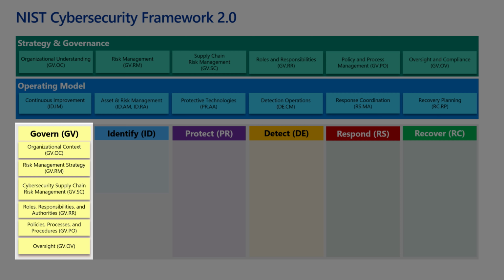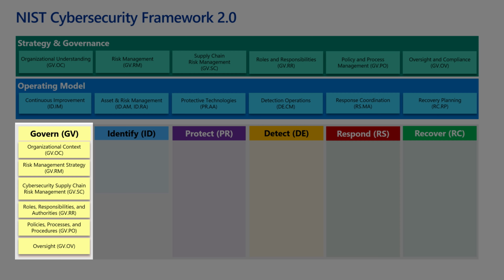In the organizational context, that is the GV.OC element, we map our cybersecurity strategy to the organization's missions and business objectives. This ensures that all cybersecurity efforts directly support and align with the company's broader goals, creating a cohesive and strategic approach to security. The risk management strategy, GV.RM, defines how we assess, prioritize, and manage risks across the enterprise.